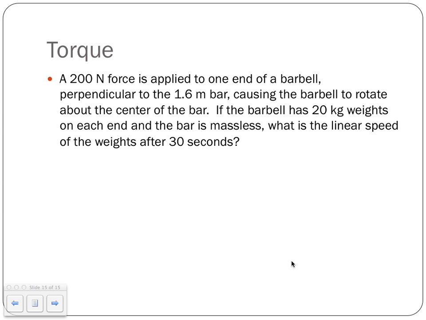So in this situation, we have our barbell. Here are the two ends on said barbell. Each one is 20 kilograms. We are rotating this barbell about the center axis right here. We know that it's a 1.6 meter bar, which means that the distance to the center for both of these is going to be 0.8 meters for both objects. That's our setup here. We're going to apply this torque. It's a 200 Newton force.